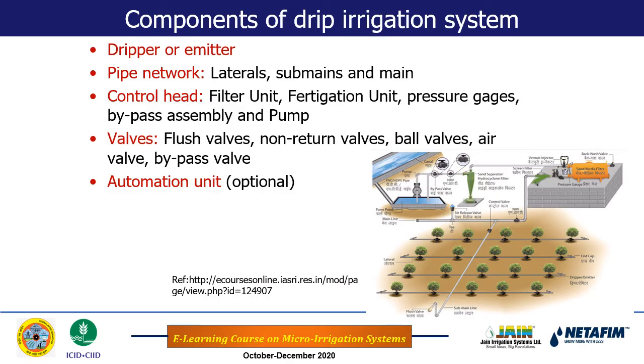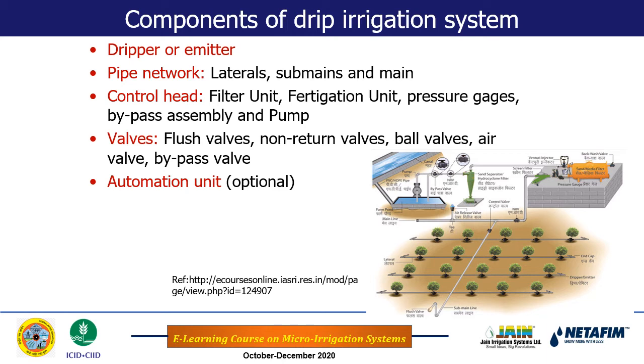Thus, I have listed these components of the drip irrigation system again because we are going to see the important components one by one. Of course, first is the dripper or emitter. Then the pipe networks in the form of laterals, submains and main, that we also saw, control head in the form of filter unit, fertigation unit, pressure gauges, bypass assembly and pump, different kinds of valves, flush valves, non-return valves, ball valves, air valve, bypass valve, and automation unit. It is of course optional.